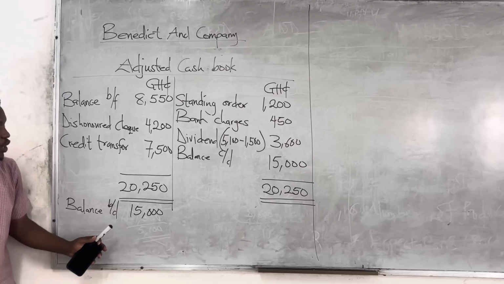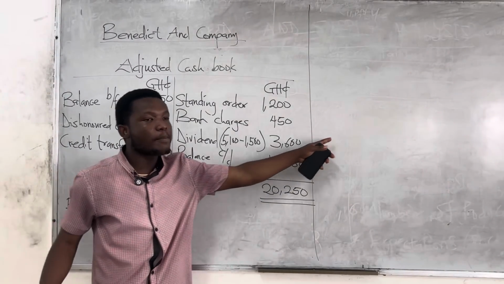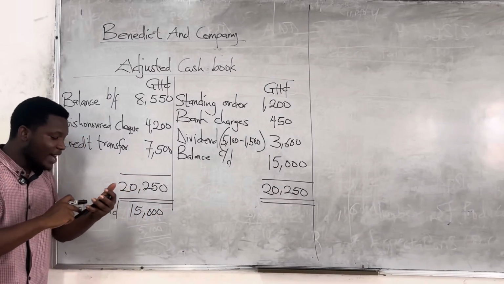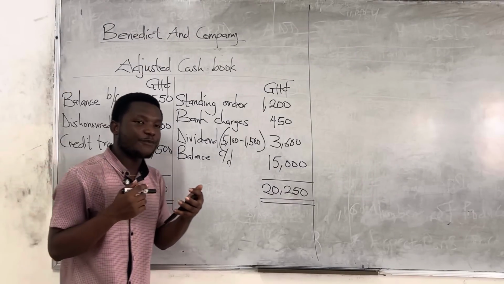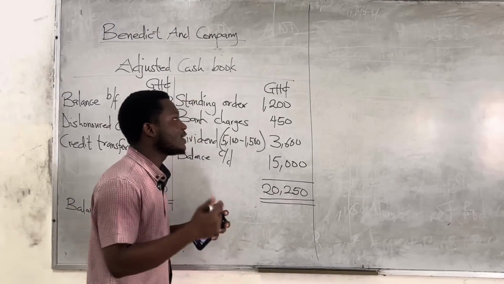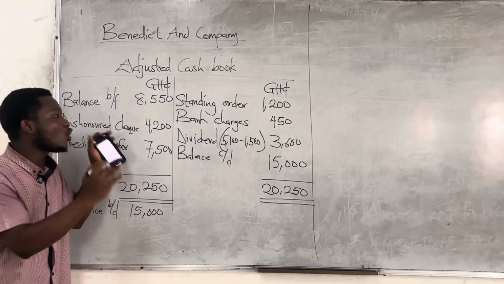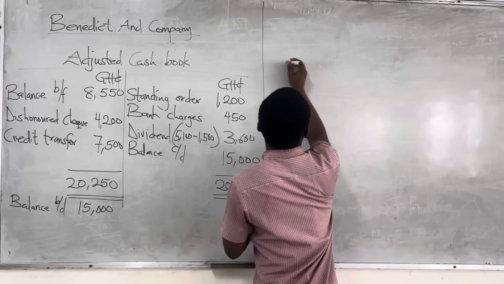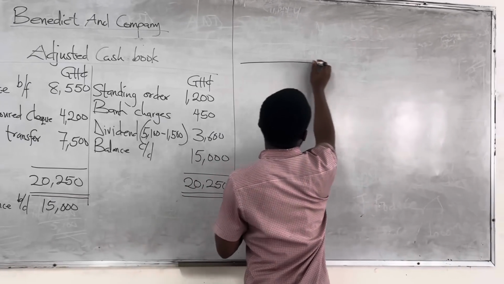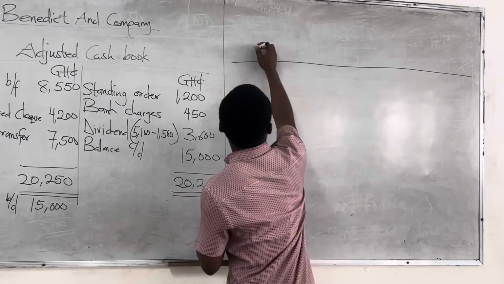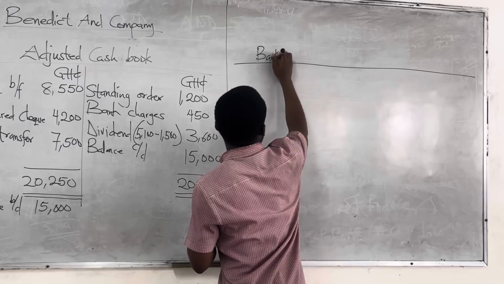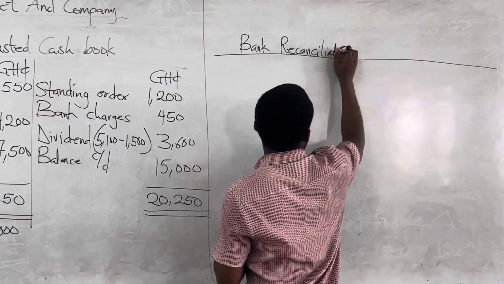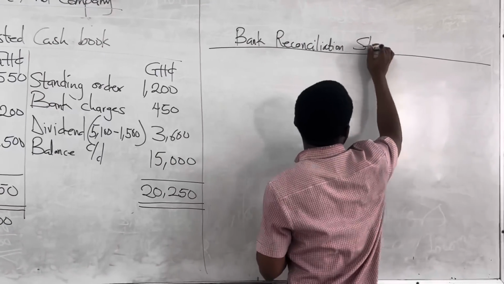So the next thing that we are going to do is to prepare the bank reconciliation statement, and know that the figure the bank gave us as our balance, which is 4,500, is the same as the figure we are supposed to have after correcting or adjusting our cash book. So let's do the bank reconciliation statement.